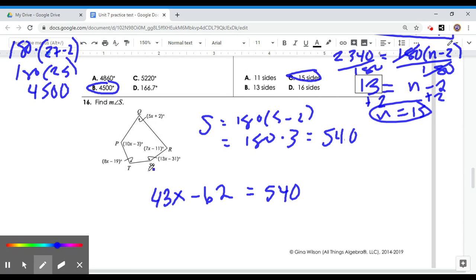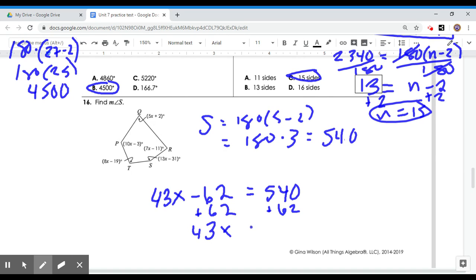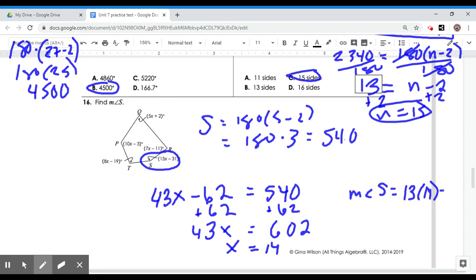All right, and then we just solve this, so add 62 to both sides. 540 plus 62 is 602, so we have 43x equals 602, and x equals 14. All right, so we found x. We need to find measure of angle S. So this is measure of angle S. So we just plug 14 into that. So 13 times 14 minus 31. 13 times 14 is 182, minus 31 is 150.